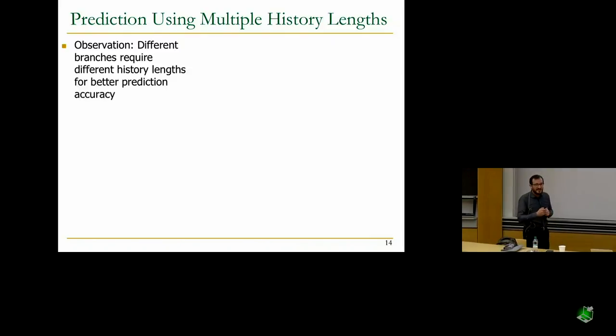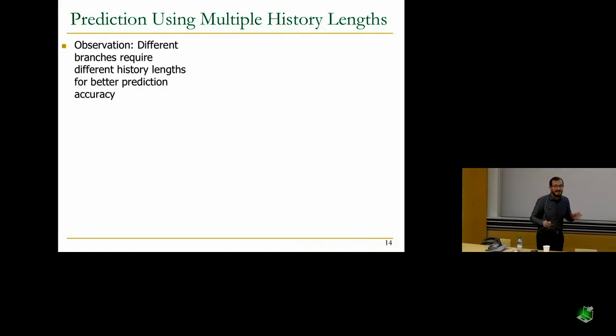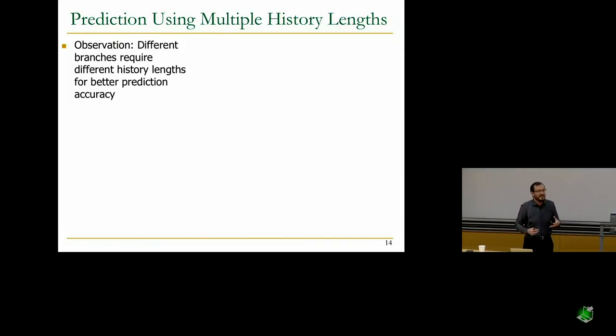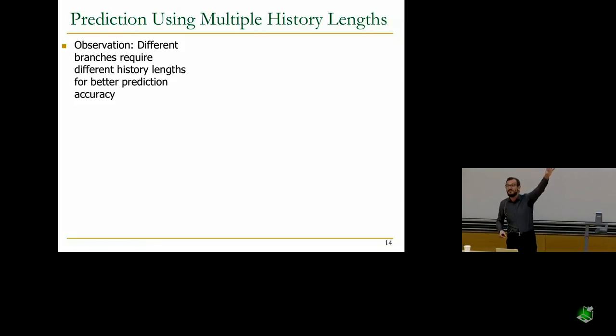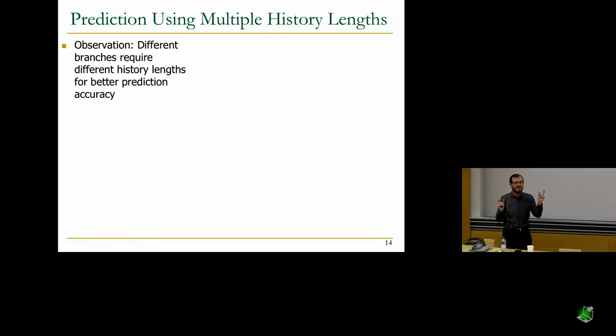So the observation here is different branches require different history lengths for better prediction accuracy. And this makes sense because if you look at this particular branch, let's say it's correlated with the immediately previous branch, but it's not correlated with anything else. Let's assume you look at another branch that's correlated with a branch that's 500 branches before. That's possible because you're testing some condition 500 branches before, and you're maybe testing a similar condition 500 branches later. And in between, there's a loop that has 400 branches, let's say. Right? So there's a lot of correlation that happens that may not be captured with a single history length, but they can be captured with multiple history lengths.